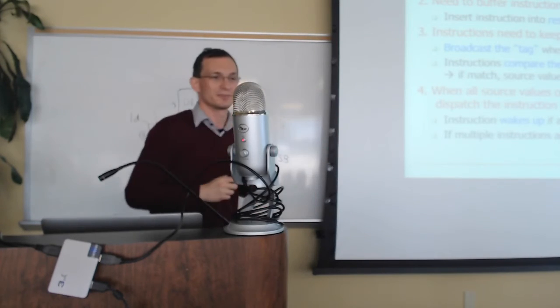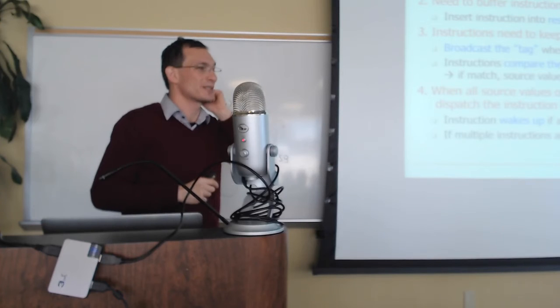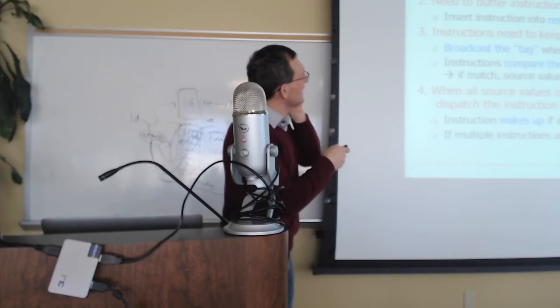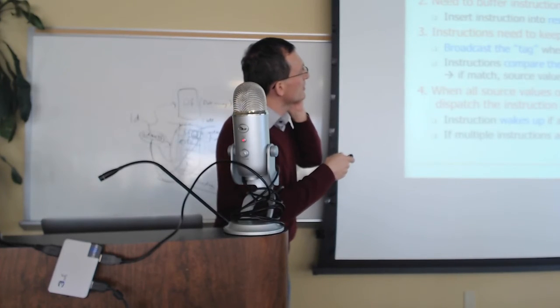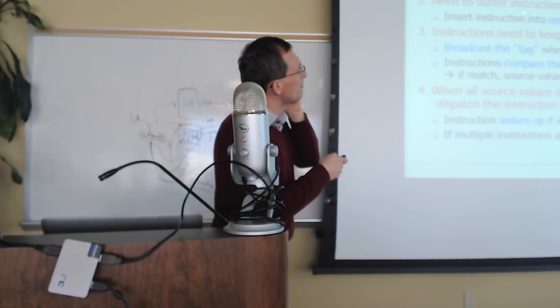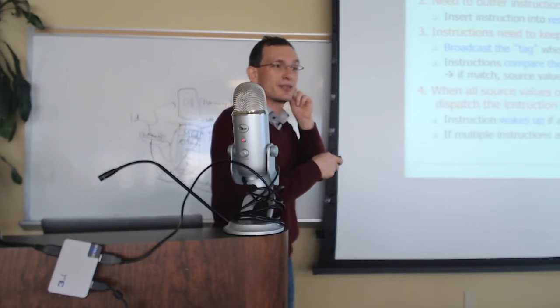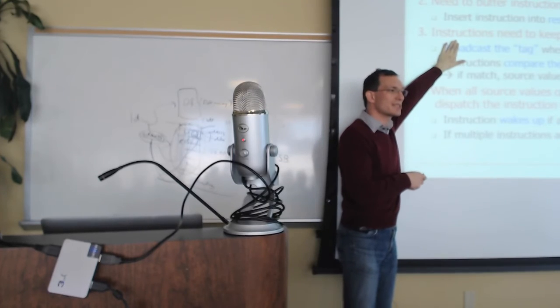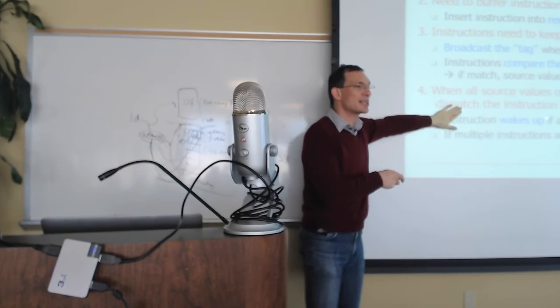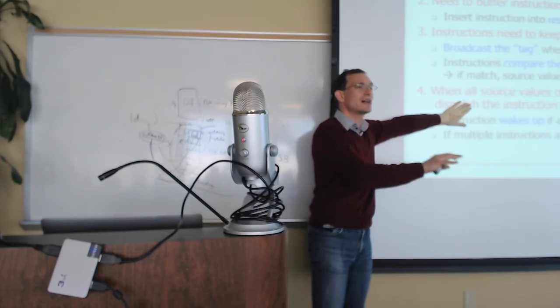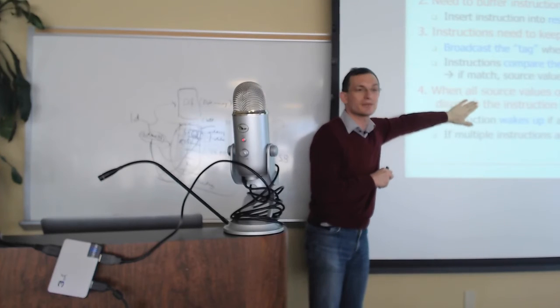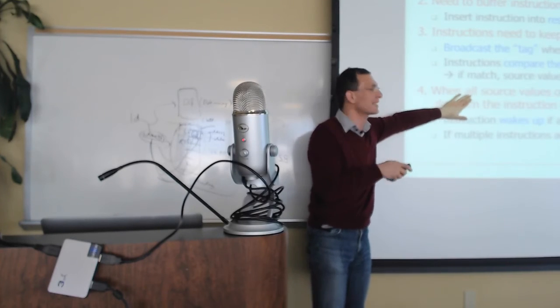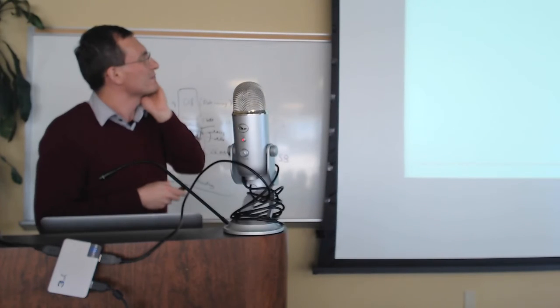Okay? So that's basically out-of-order execution, conceptually, if you will. Linking of the consumer of a value to the producer, buffering of the instructions until they're ready to execute, keeping track of the readiness of the source values of the instructions, and waking up instructions and dispatching them into the functional units when the source values of the instruction are ready. This is actually the same as Tomasulo's algorithm.